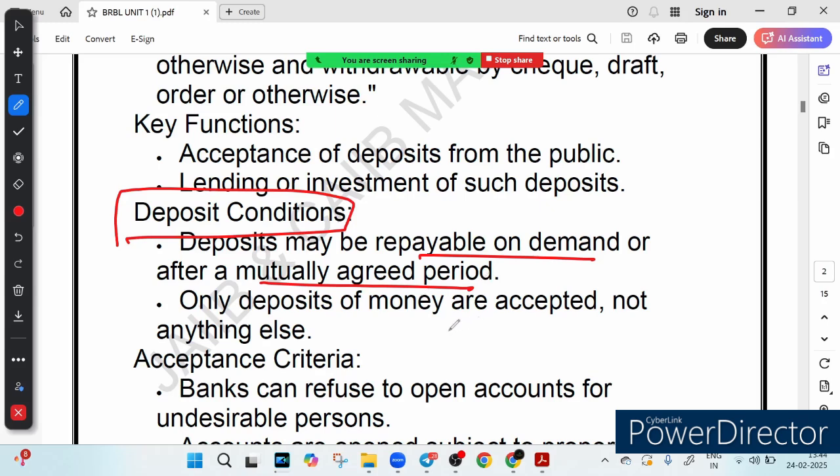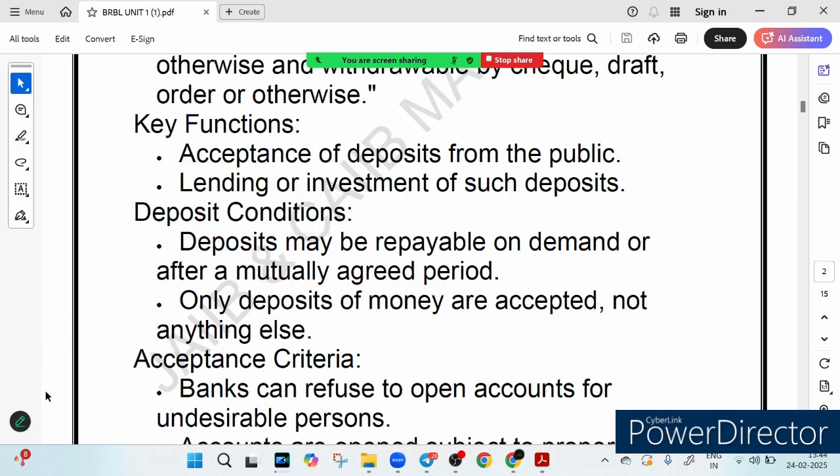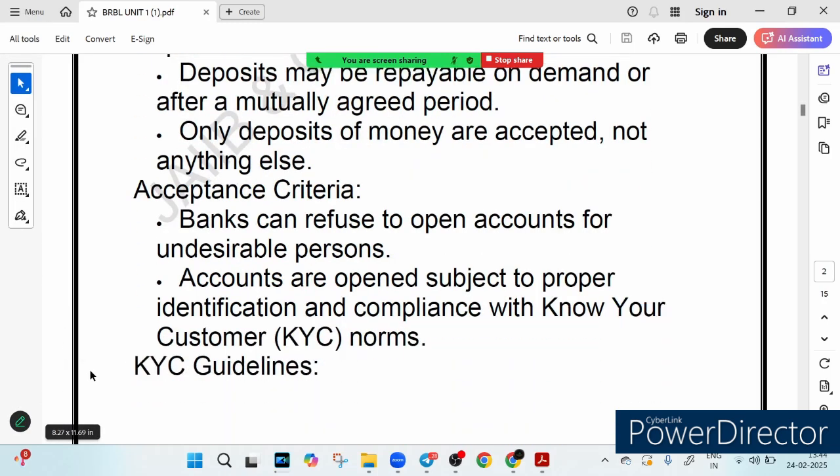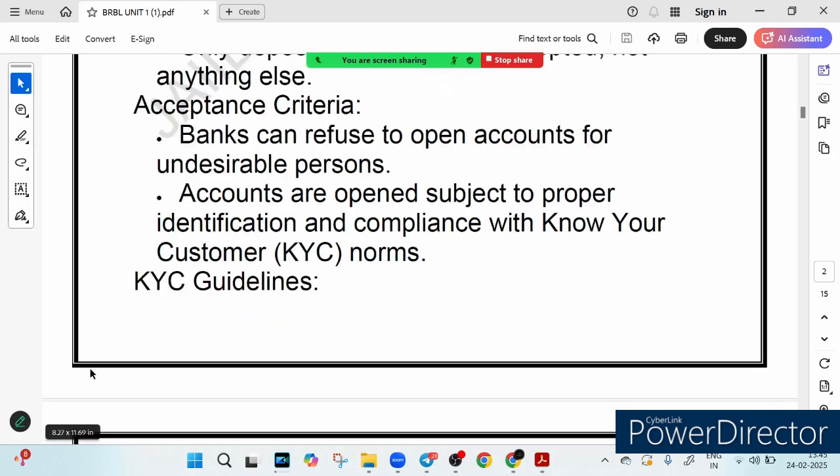But here is the important part, banks don't accept everyone. There is an acceptance criteria. If someone has a bad track record or is not trustworthy, a bank can refuse to open an account. Banks are careful about who they let in, so they make sure they know their customer before accepting any deposit. Right, that is called acceptance criteria.